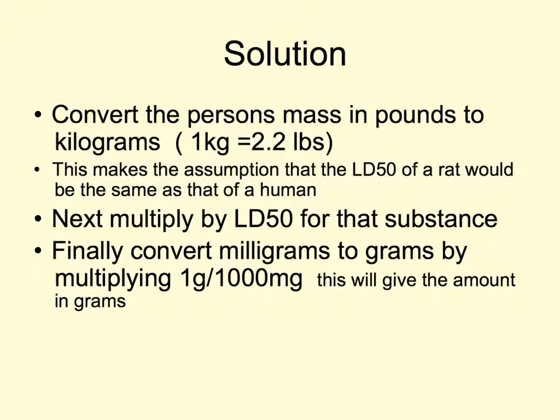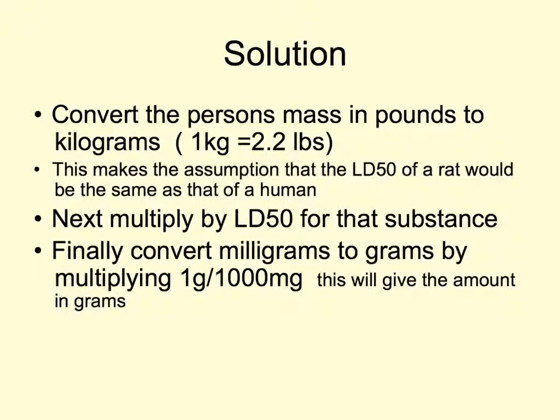Well, luckily, the solution to solving our toxicology problems is fairly straightforward. We will be given the mass of an individual, and in the United States, that's typically in pounds. So to do our calculations, we must first convert pounds to kilograms. We do this by using the conversion factor 1 kilogram equals 2.2 pounds. So we take the person's mass in pounds and divide it by 2.2 pounds.